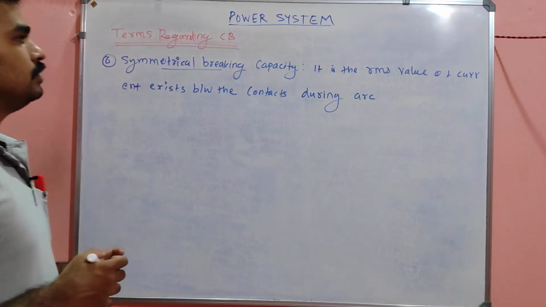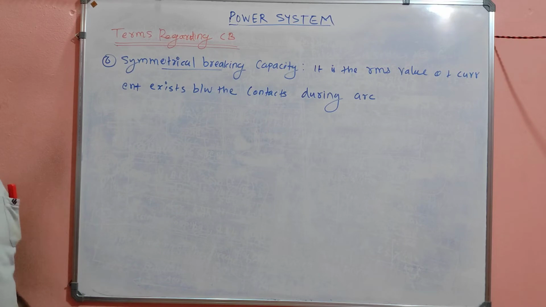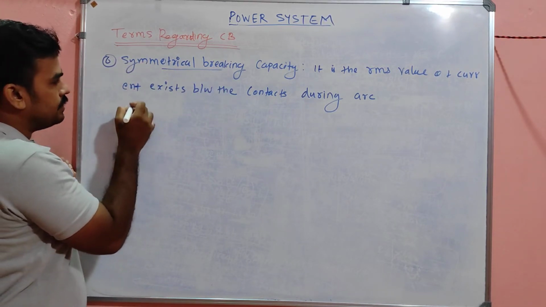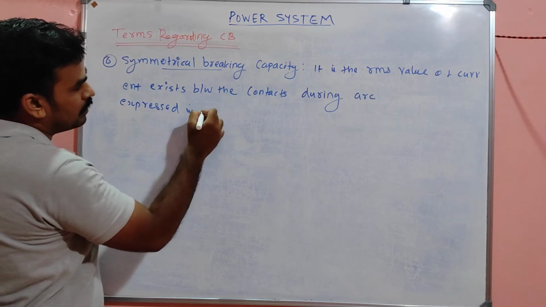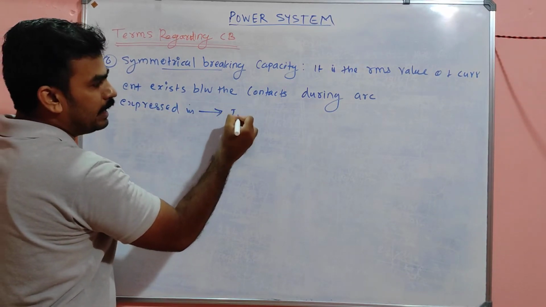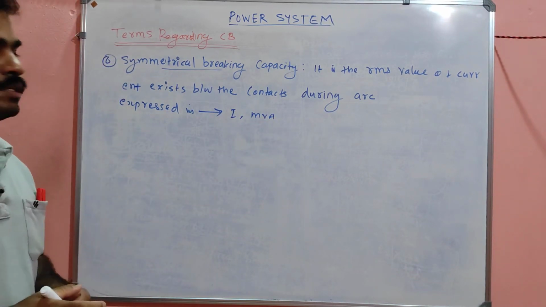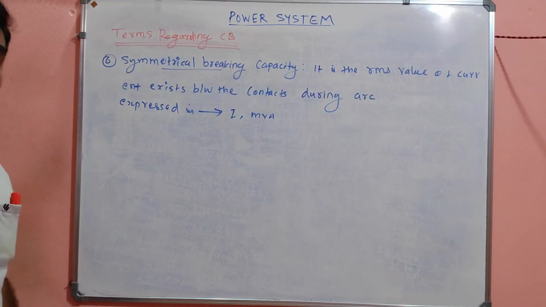So this is nothing but the RMS value of current that exists between the contacts during arc. Normally the symmetrical breaking capacity is expressed in either kA or MVA. Both we can use. Either in kA or in MVA, the symmetrical breaking capacity is used.